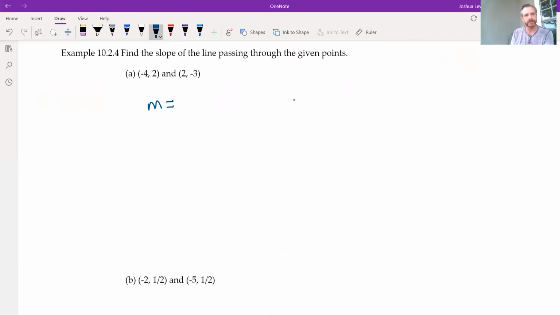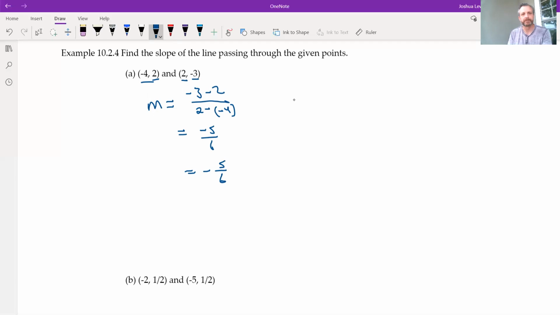Well, I'm going to use this second point as my y2 and x2. So negative 3 minus 2 over 2 minus negative 4. So what is that going to be? A negative 5 over, and then 2 minus a negative 4 is 2 plus 4, so 6. So I get negative 5/6. Well, that's the correct answer.